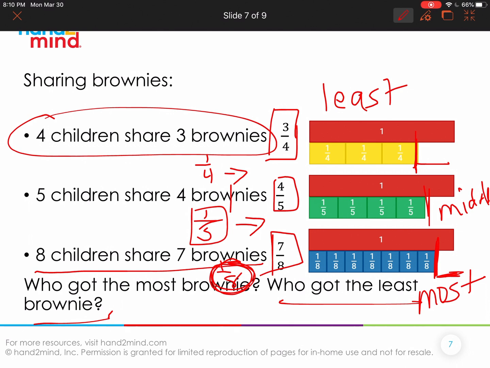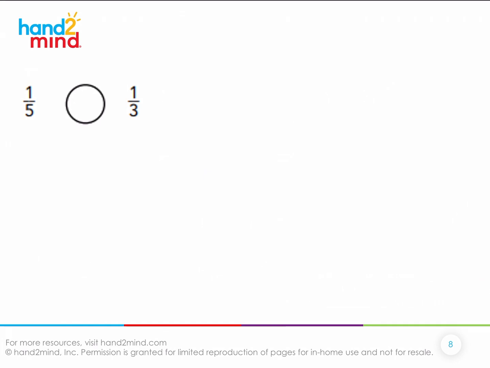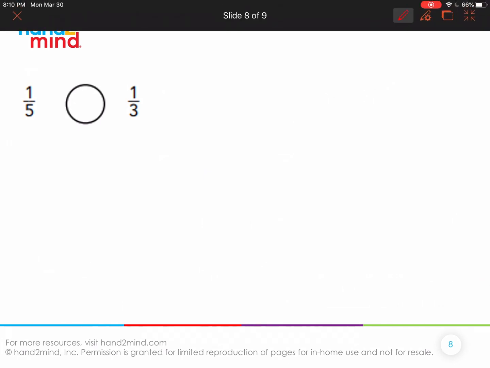Oh well, I'm going to have to do a much better job. But now that I know how to think and reason about my fractions, it's going to make it a little bit easier, and I'll have to think about that a little bit better the next time. So let's practice thinking and reasoning about these fractions. Let's compare 1/5 to 1/3. I just want you to think and reason about them. We don't need to draw any pictures.